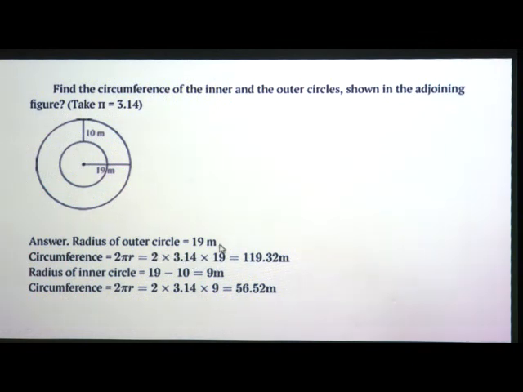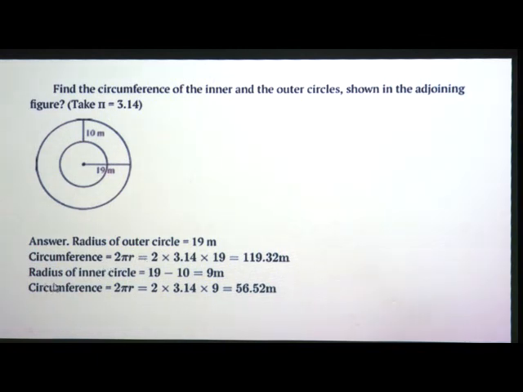After multiplication, we will get the product as 119.32 meter. Here it is a circumference, so it will be in meter. Area will always be in meter square or centimeter square. Area we calculate in square units. So, the formula for the circumference of a circle is 2 pi r.